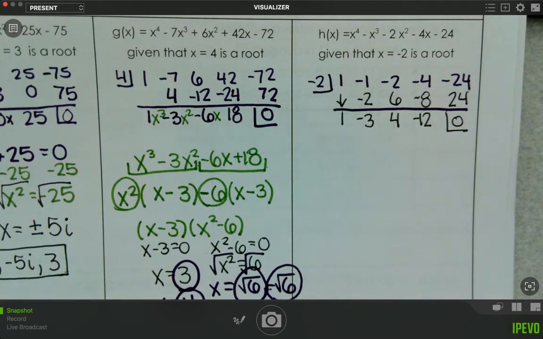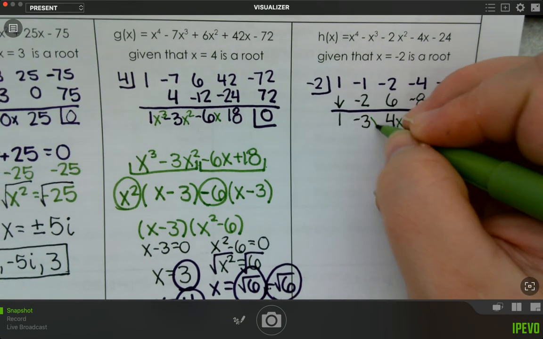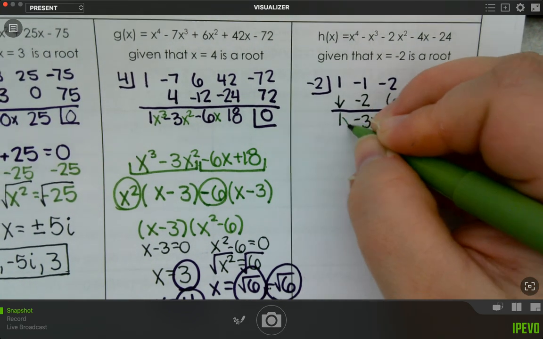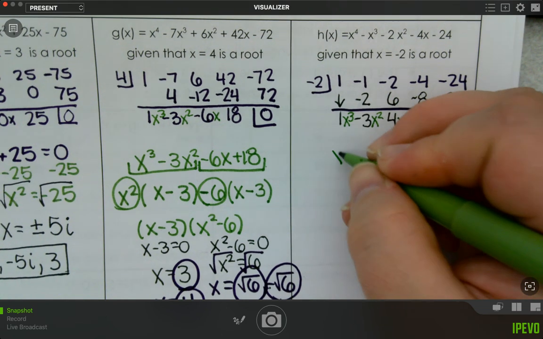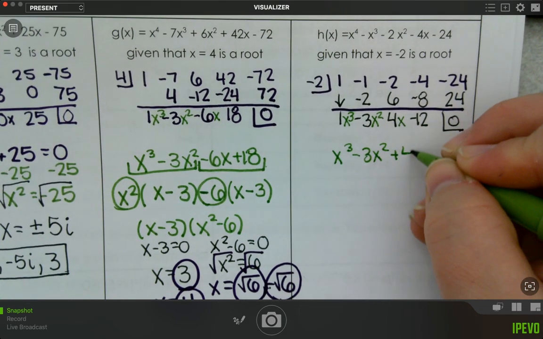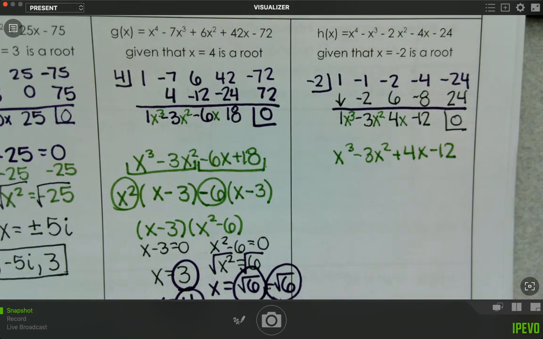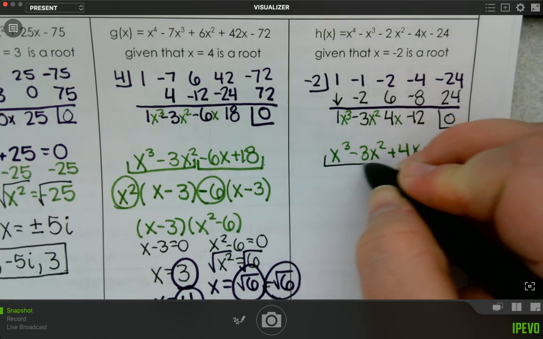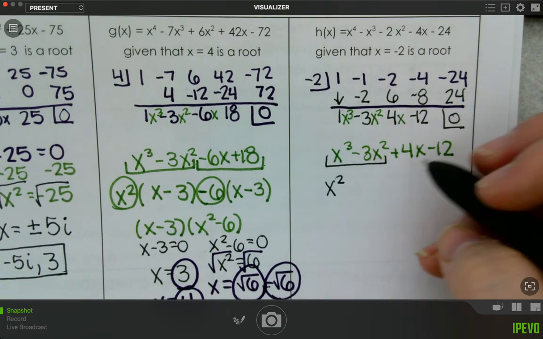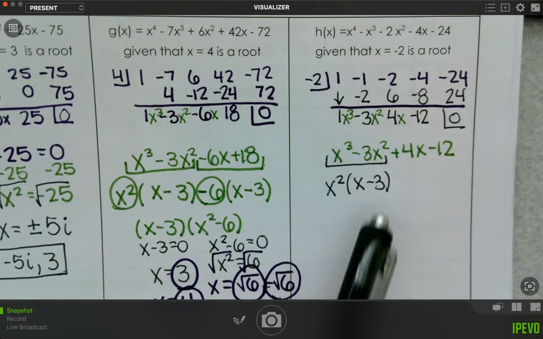And then we're going to make this into our equation, or our polynomial: constant, x, x squared, x cubed. So I have x cubed minus 3x squared plus 4x minus 12. And I'm going to group these two together. I can take out an x squared, or divide by an x squared, and that leaves me with x minus 3. Kind of like this one.